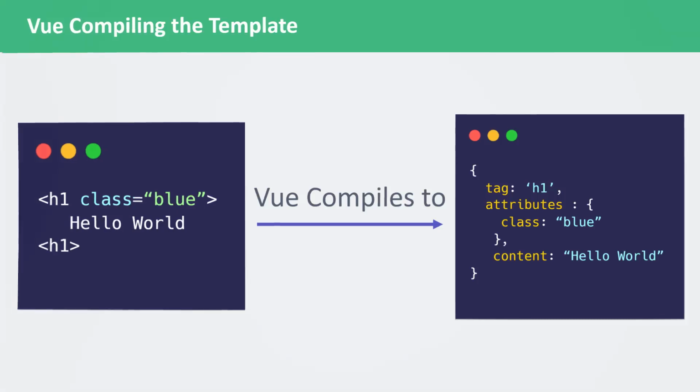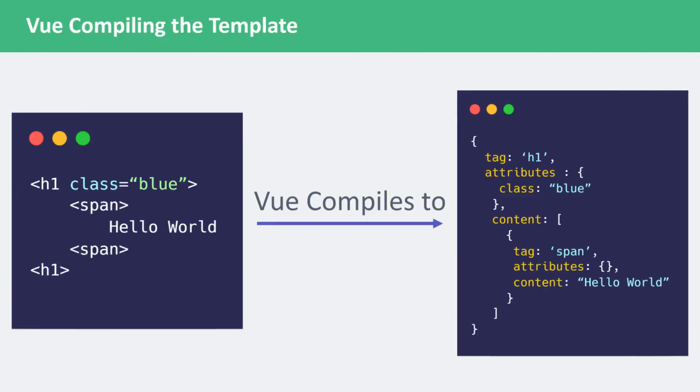Let's take it a step further. A step up from this would be nested elements. In this example, the template has an additional span tag surrounding the text. Everything is the same on the right except for the content property. Instead of a string, Vue will store the content as an array of objects. Each object represents a child element in the parent element. In this instance, we have one object which contains the same properties as before. To summarize, Vue is compiling our template. It converts it from a string of HTML to a JavaScript object.